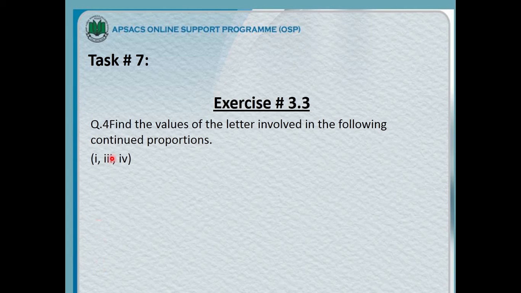Task number 7. Now students, you have to do question number 4, parts 1, 3 and 4 of exercise 3.3.